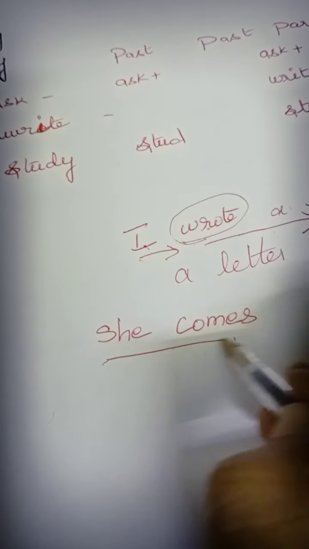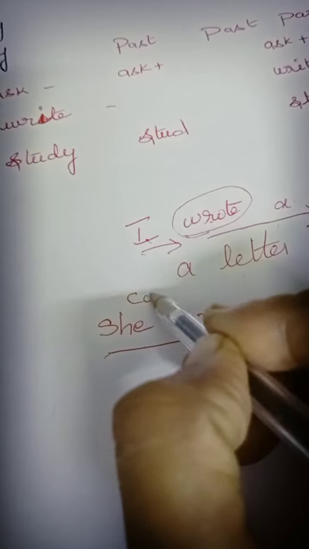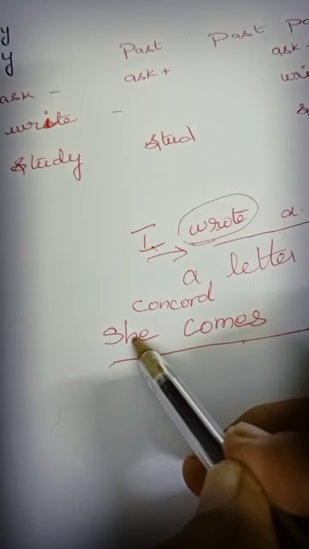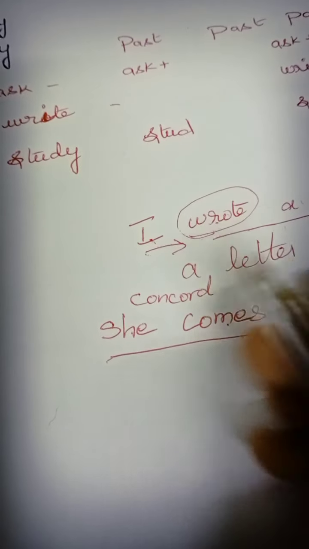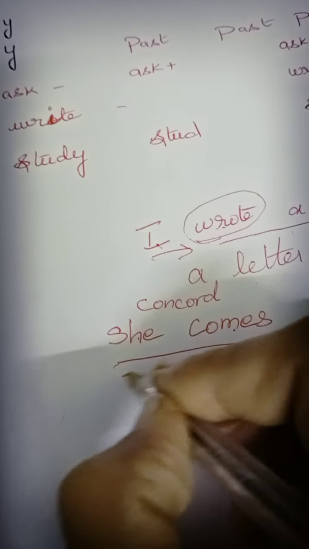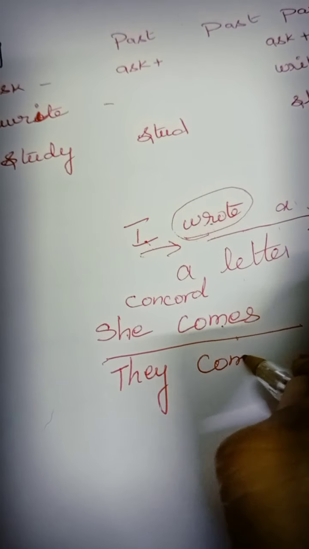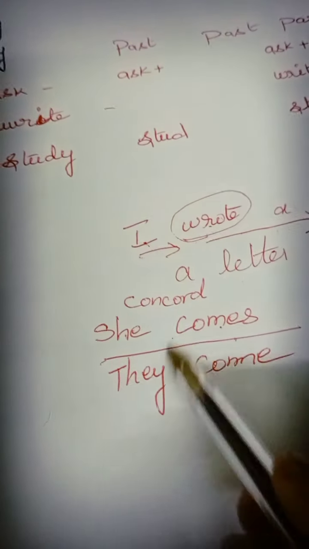What is this called? Concord. This is called concord. What is a concord? When the noun is singular, the verb should be plural. Suppose the noun is plural, then the verb will become singular. That's all. This is called concord.